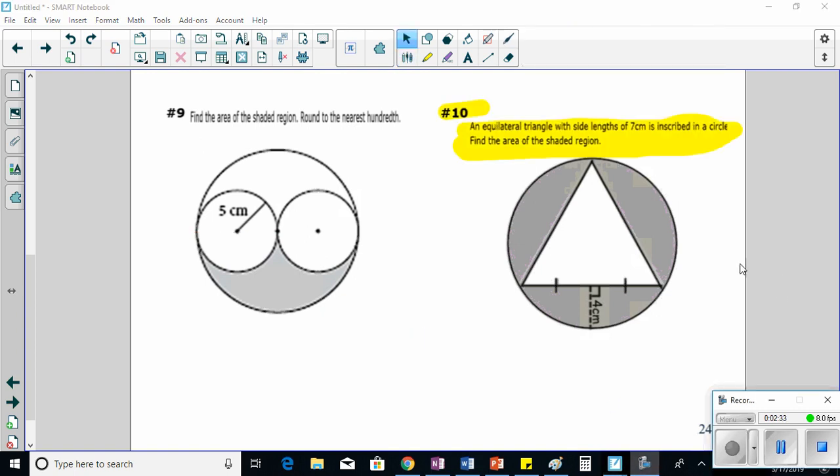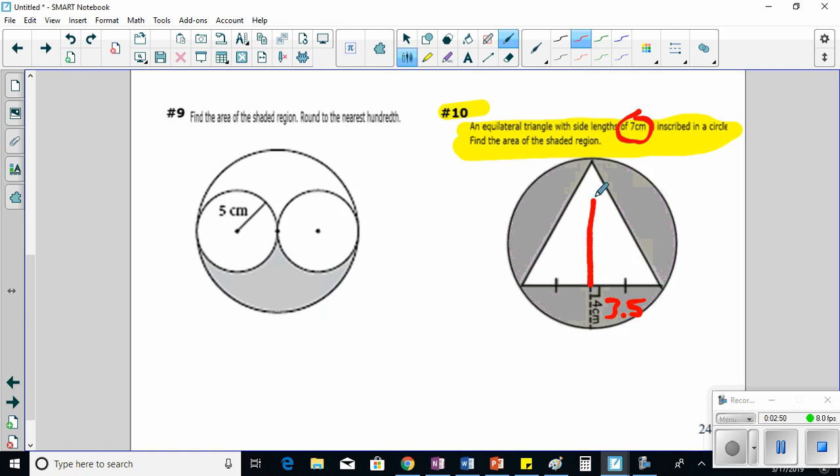Finally, problem number 10, it's important that it says that this is an equilateral triangle and the side lengths are each 7. That means that this half of it is 3.5. So what we need to do is find this distance, but if it's an equilateral triangle, we just cut it in half, then we just created a 30, 60, 90 triangle.